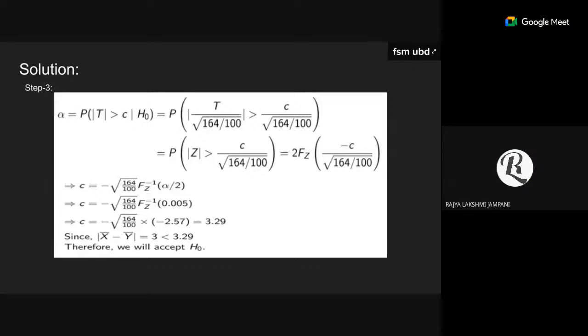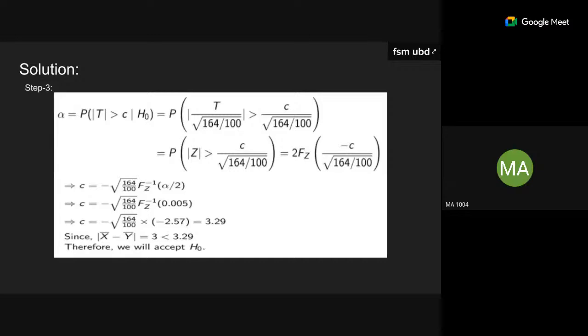How minus? And how do we compute the p-value for this? Instead of c, you take 3 in place of c. So it will be the probability of mod of x bar minus y bar greater than 3. I tried doing that, but it is giving some weird answers. Okay, I'll check again. Yeah, check again.